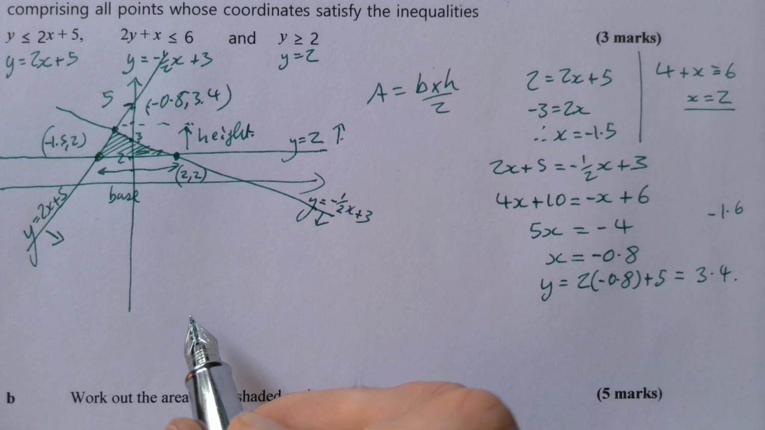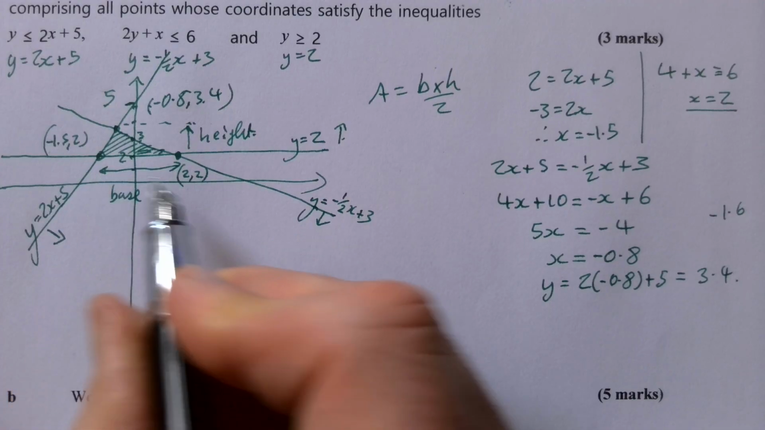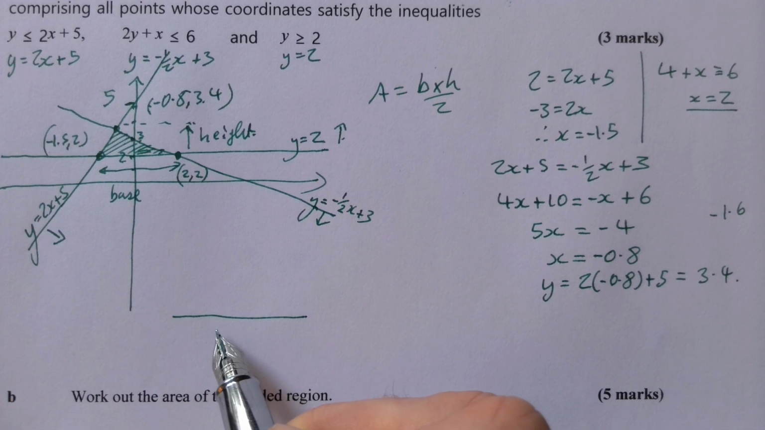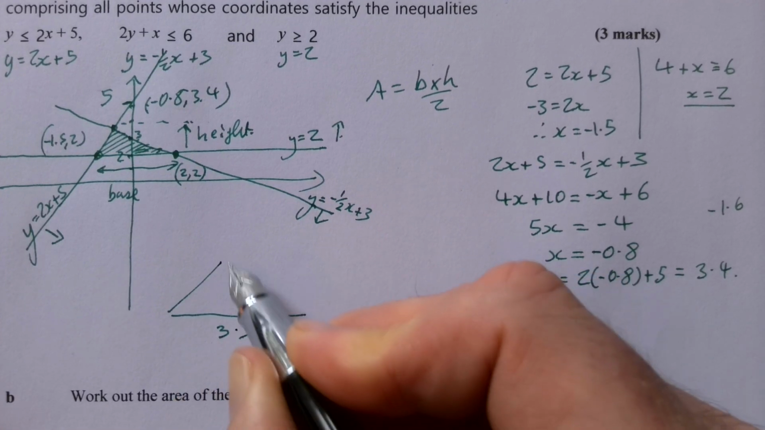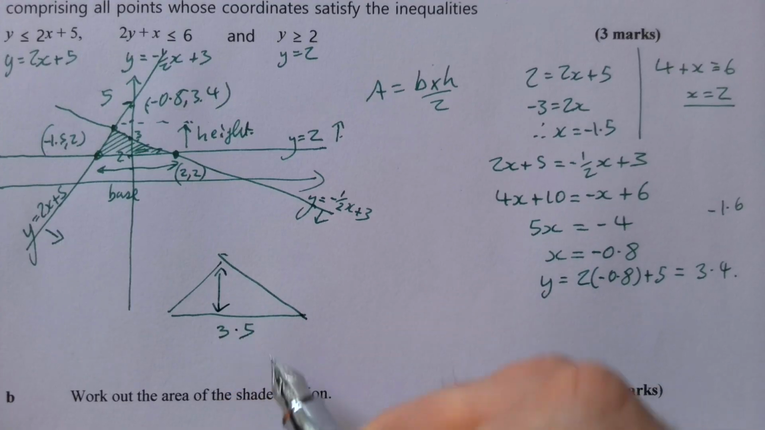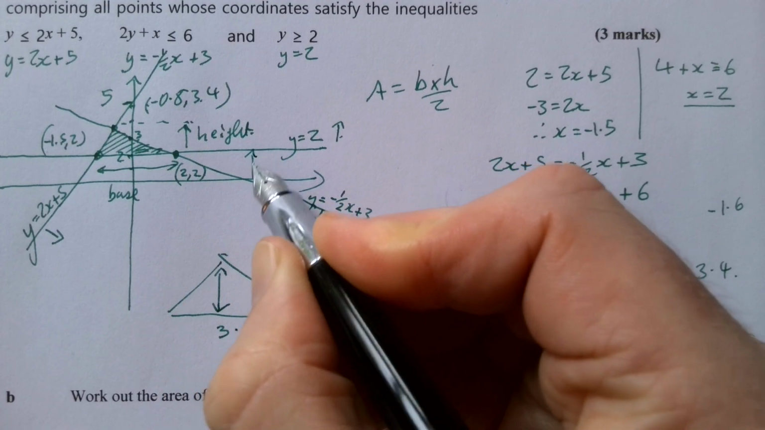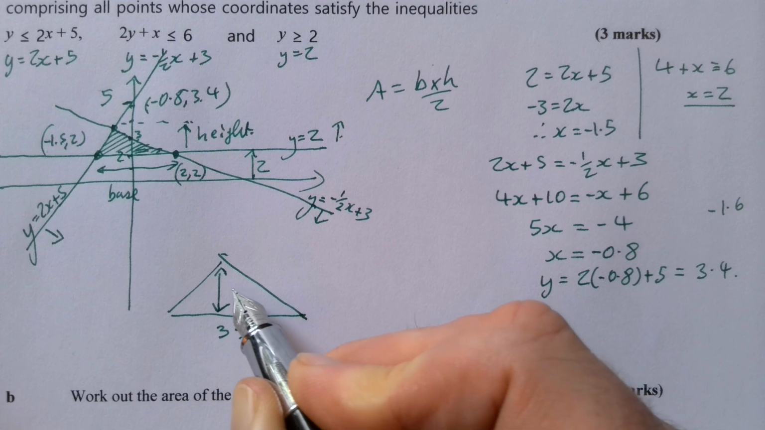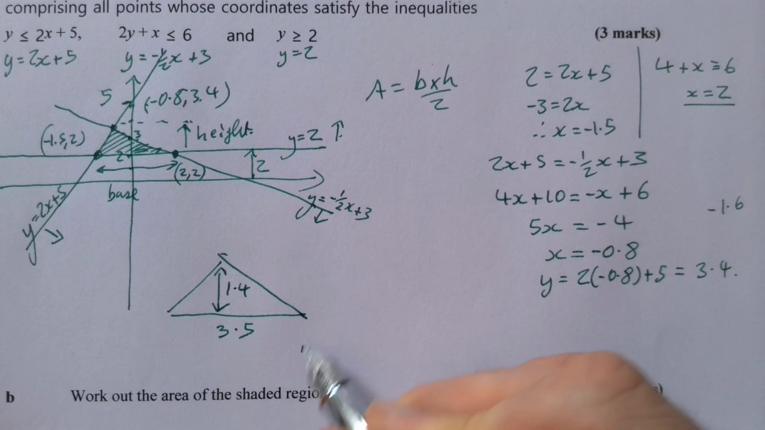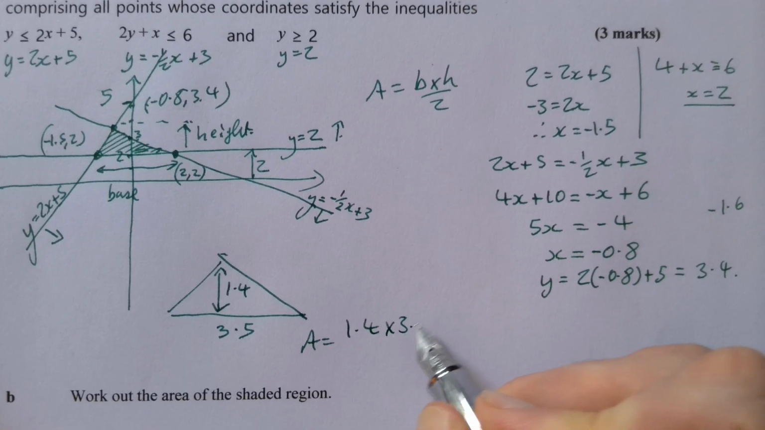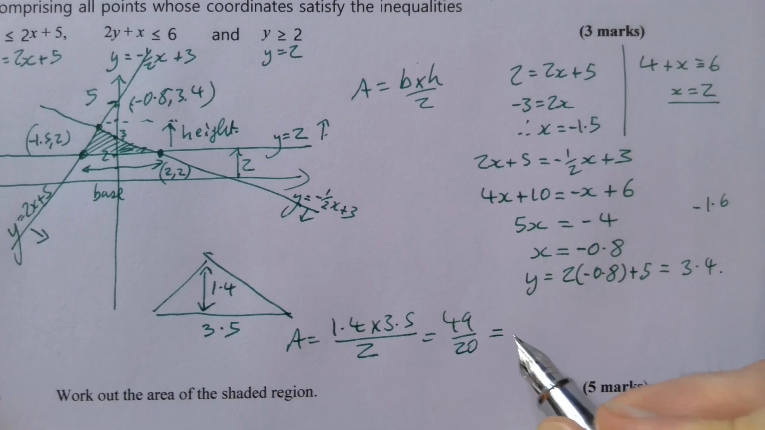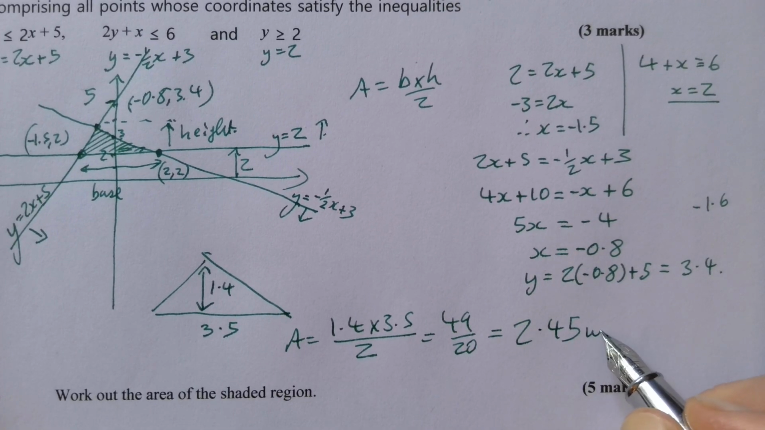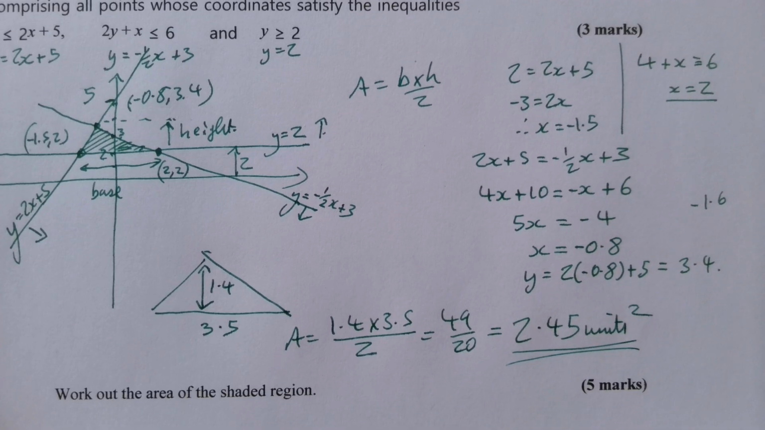So if I draw my triangle out again, that base is going from negative 1.5 to 2. So that's going to be 1.5 plus 2 is 3.5 for my base. And then my height is going to be 3.4, take away that 2 there, which is 1.4. So the area is going to be 1.4 times 3.5, all divided by 2, which is 49 over 20, or 2.45 units squared. As long as you got that 2.45, I think they let you off the units squared.